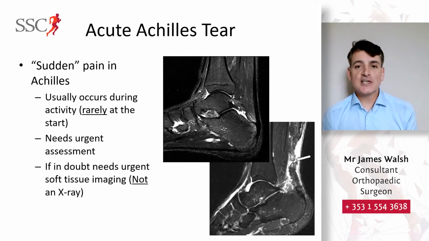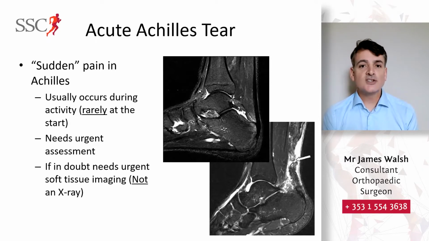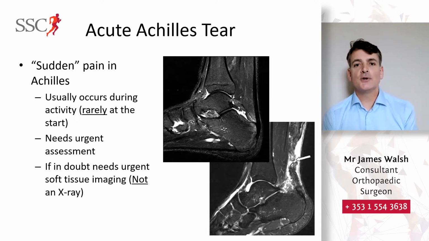This needs urgent assessment. If you think you've ruptured your Achilles tendon, you shouldn't wait around on this. If in doubt, if you're not sure, it needs urgent soft tissue imaging. The mistake to make here, if you've had a sudden sharp pain at the back of your Achilles, usually during activity, is to get an X-ray. An X-ray isn't going to help you here. An ultrasound or an MRI scan is the diagnostic imaging of choice.